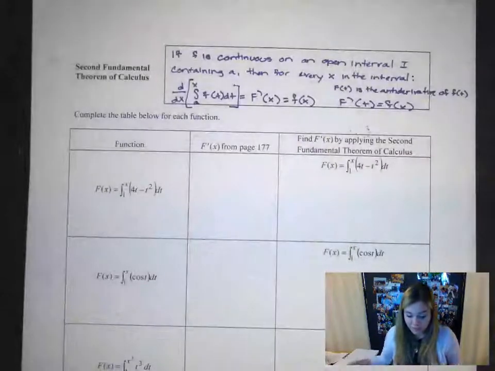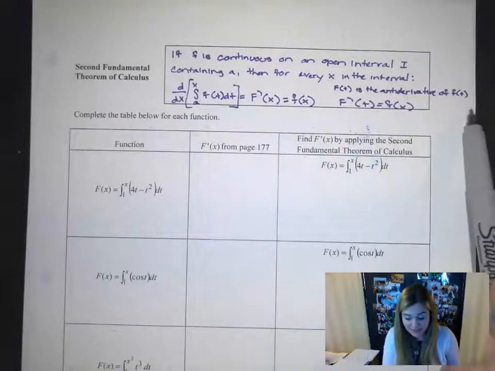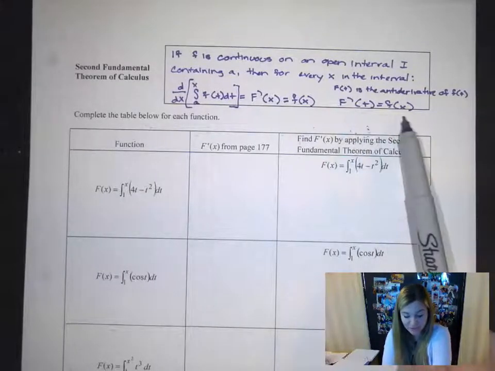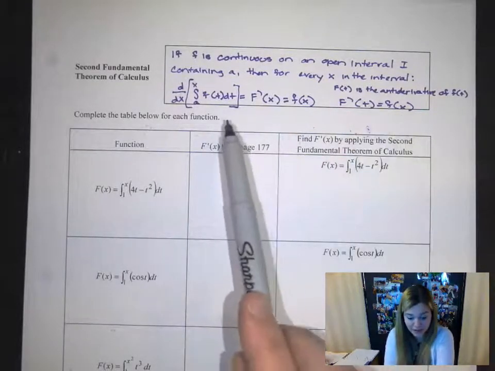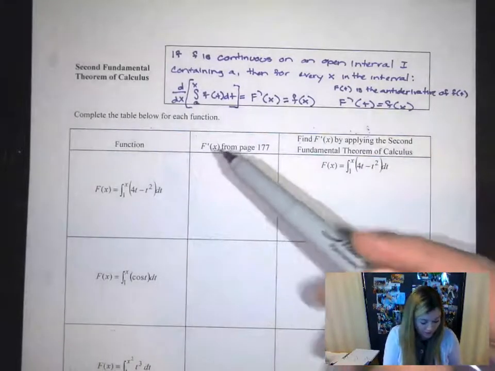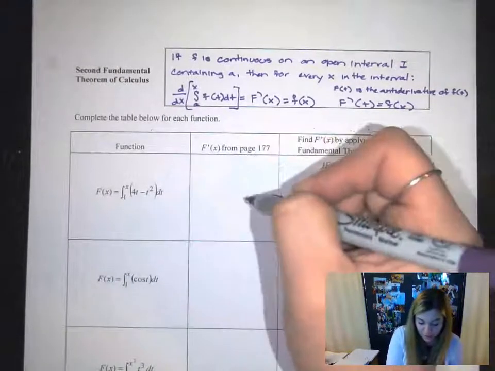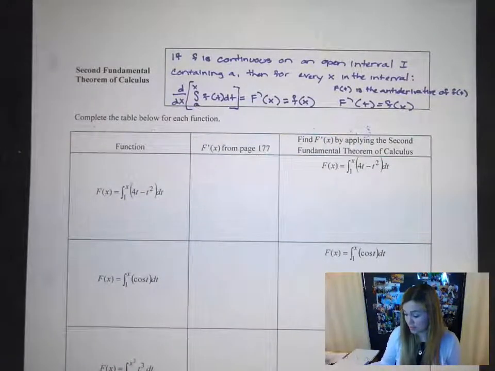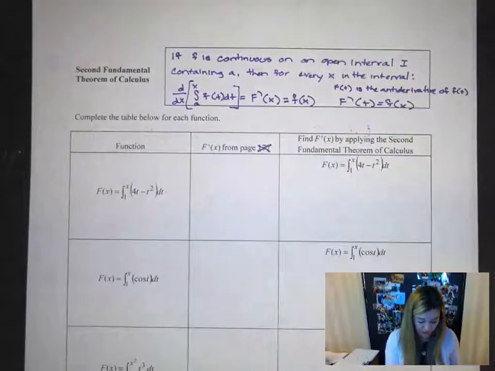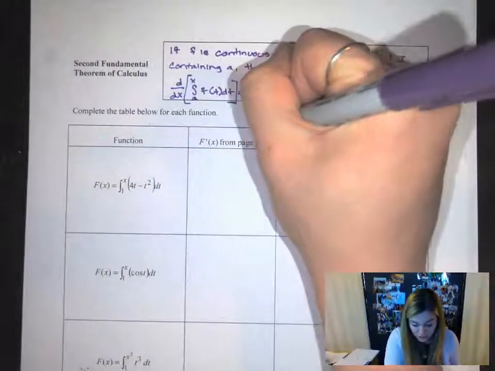Okay, so F of t is the antiderivative of lowercase f of t, F prime of t is equal to f of x. So in this case, when I have a to x, so here I'm going to say, if we got all of these F primes from the page before, this says from 177. This is not, by the way. This should be from page 182.